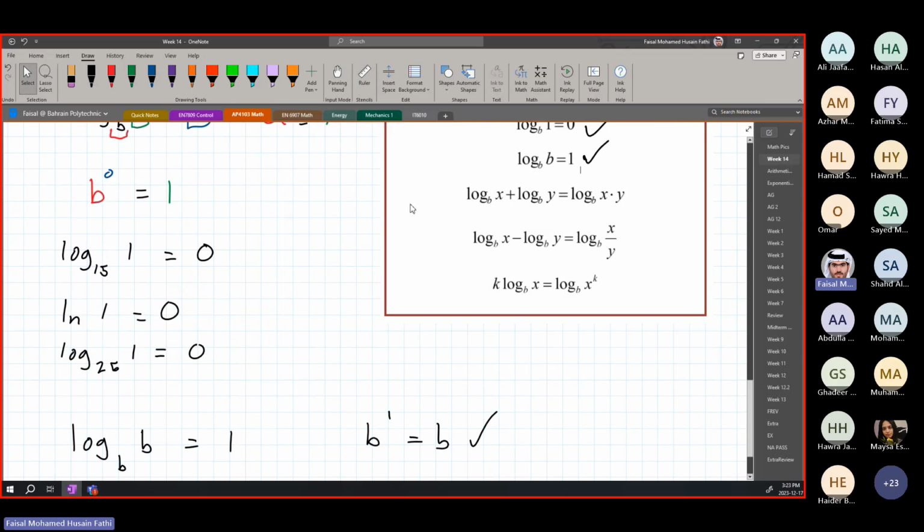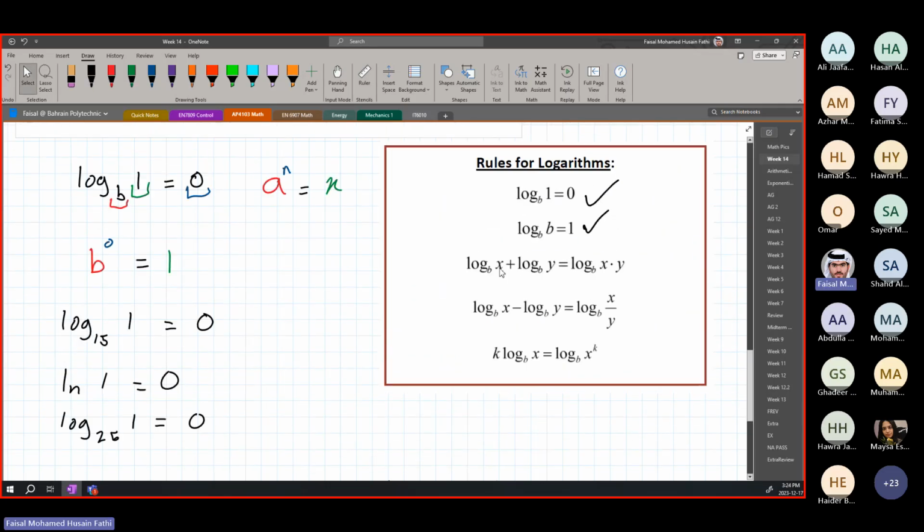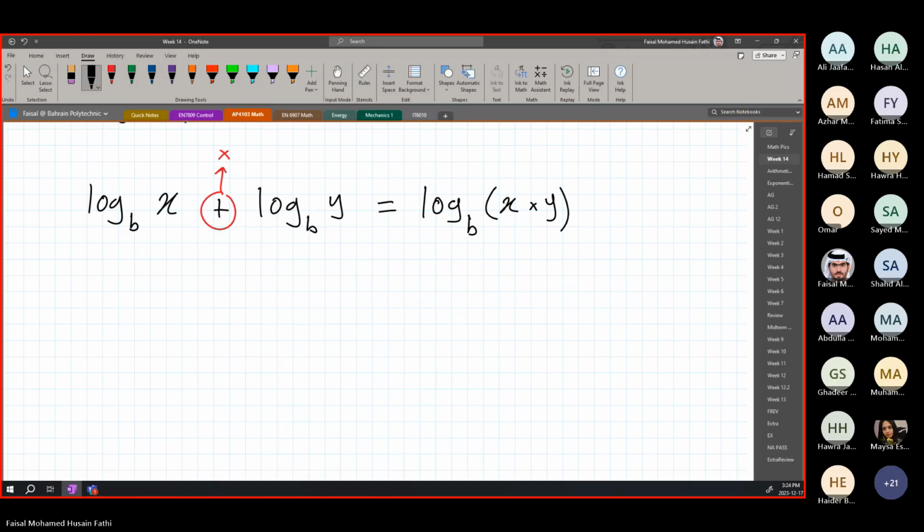Now, this is where it gets very important to understand. So if we have log of bx plus log of by, this is going to become multiplication. The plus over here will turn into multiplication inside. So we can group it up, log of b, x times y. This is a very important rule in the rules of logarithms in general.